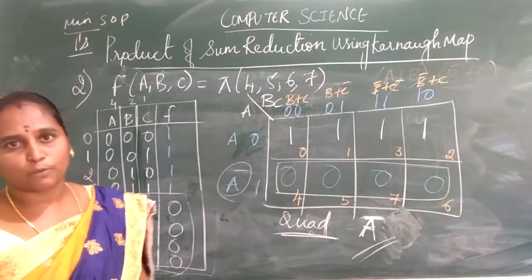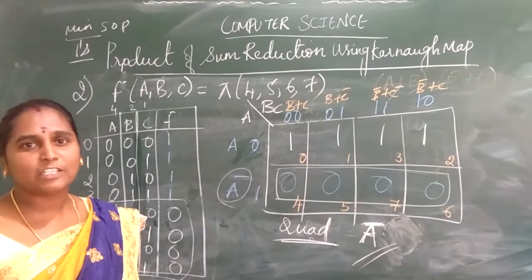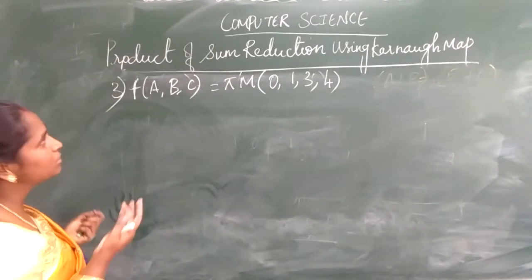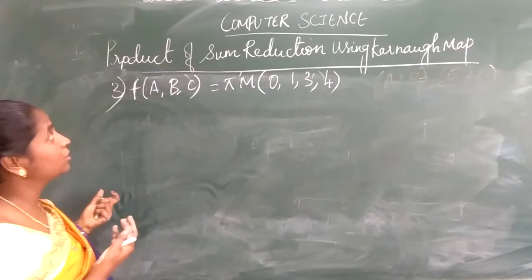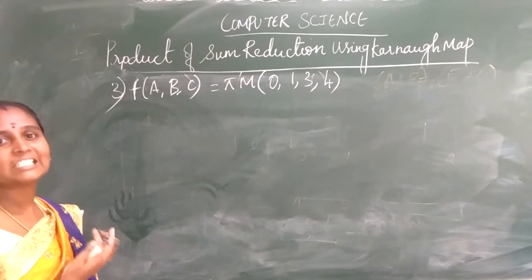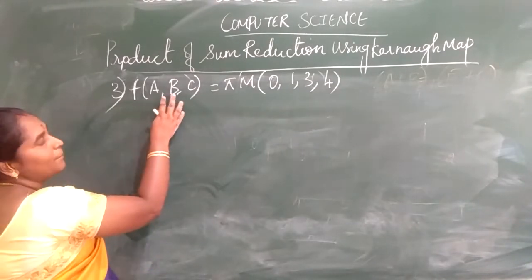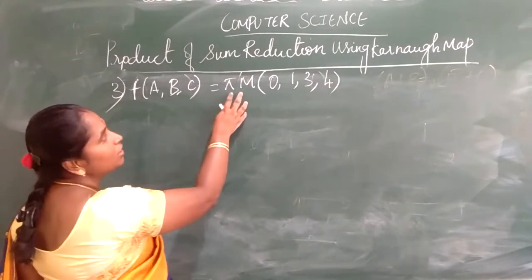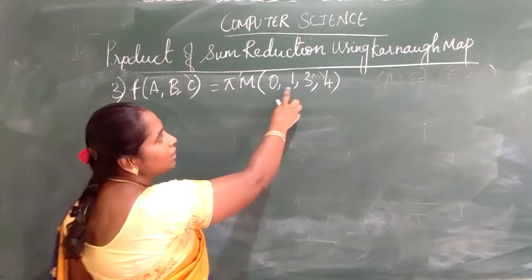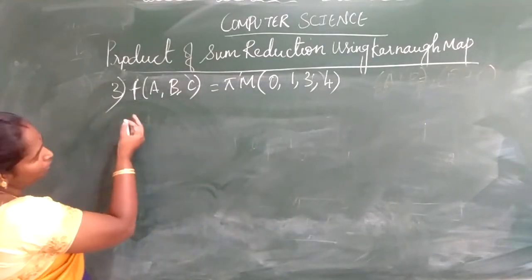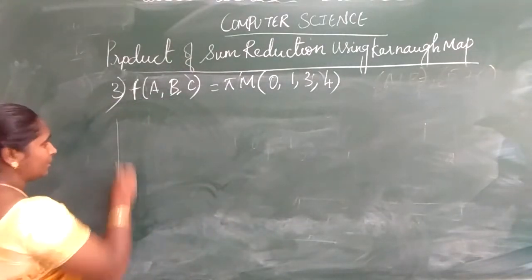Let's see another problem, then you will understand much more clearly. Your third example problem, the product of sums, that is your max term, using a K map: f of A, B, C equals pi of M 0, 1, 3, 4. First you have to represent the truth table.